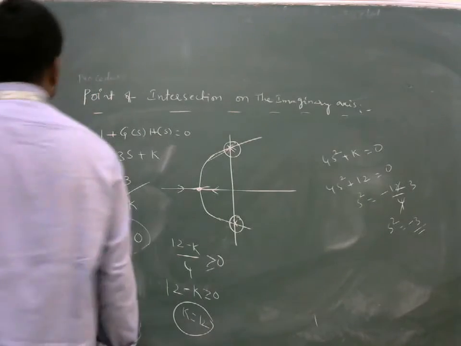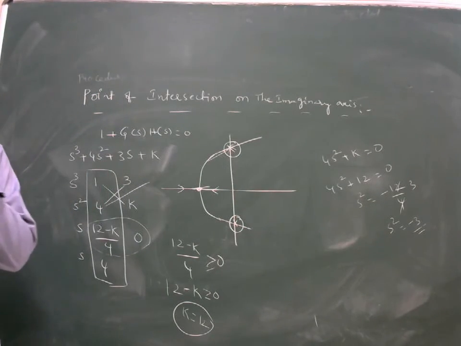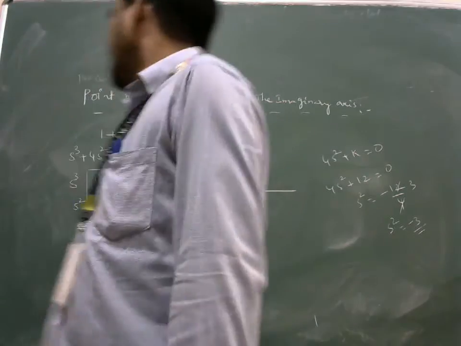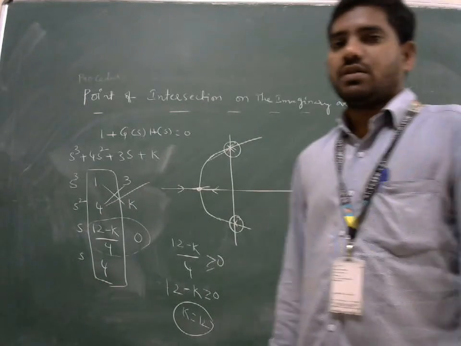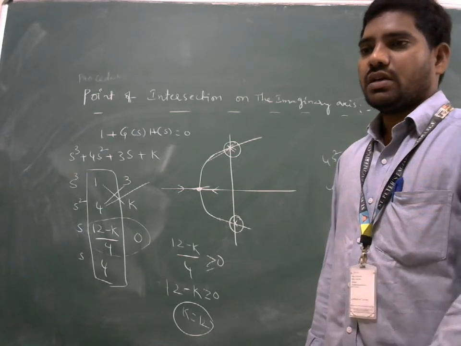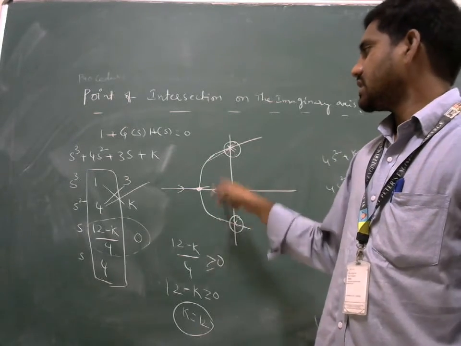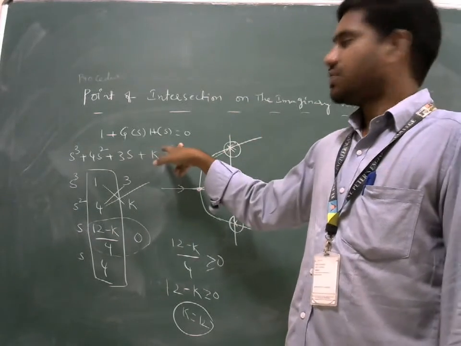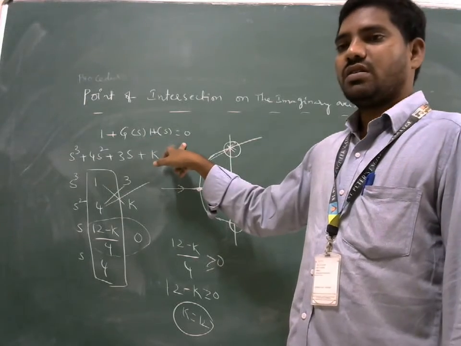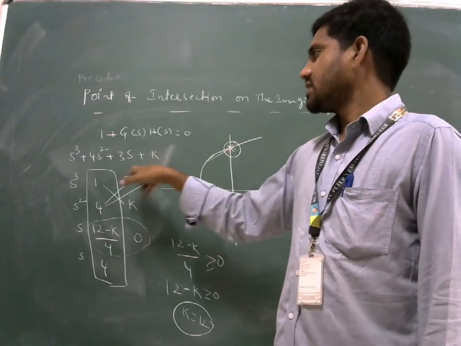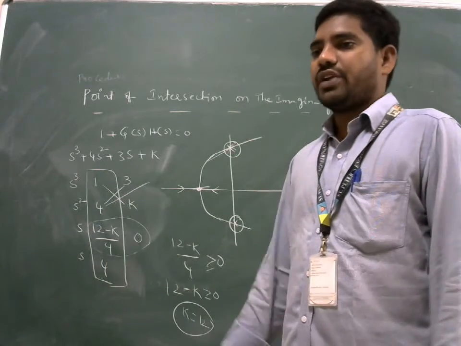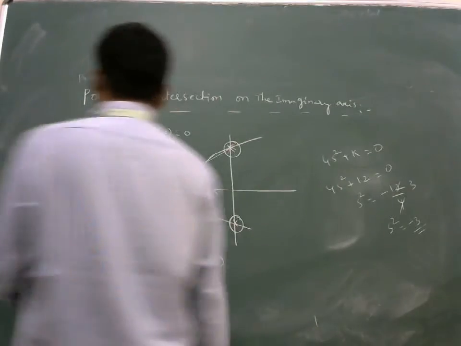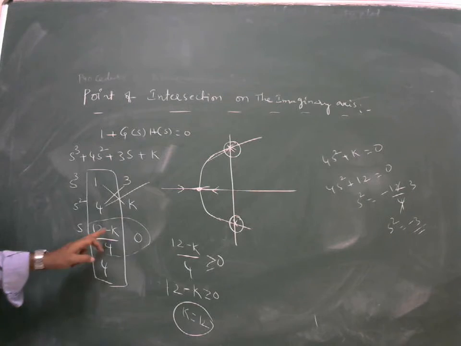That means it is a very simple procedure. Whenever we are discussing this, two things are involved: first one is the concept of a breakaway point, and the next one is the concept of a point of intersection. How are we going to find the point of intersection? That is very important. Point of intersection on the imaginary axis. First we need to find 1 plus G(s)H(s) is equal to 0. Once we get this, we again need to write down the Routh array. Once we write that Routh array, then we need to find the marginal k value.